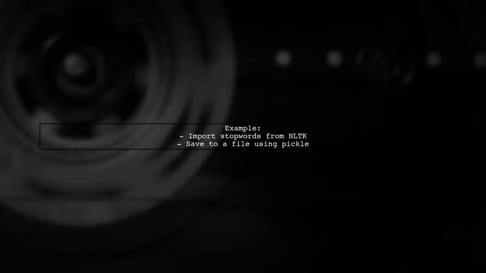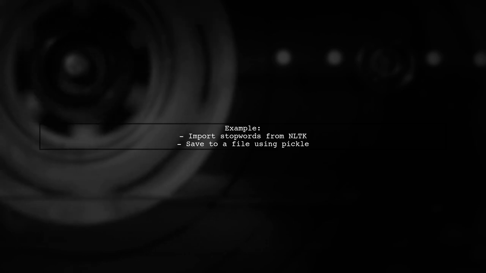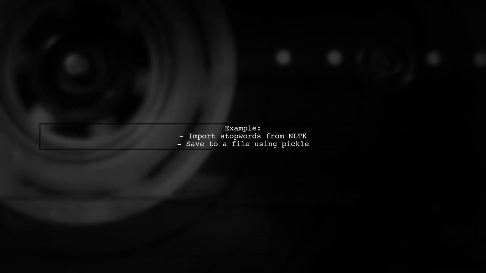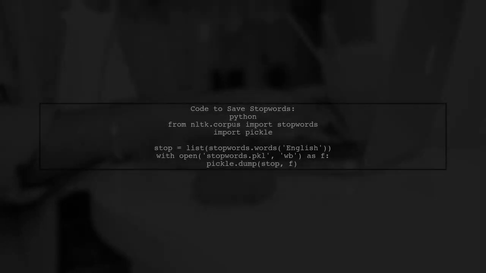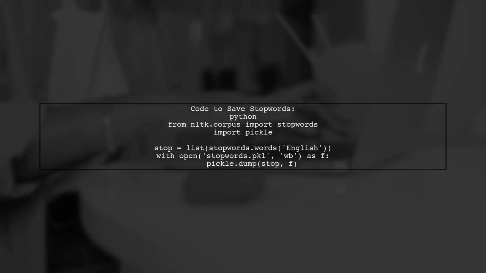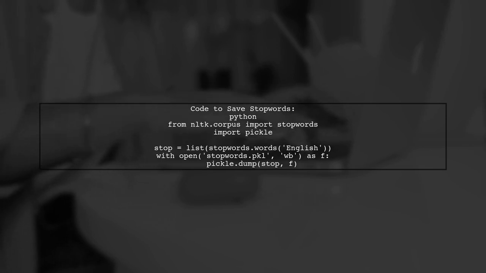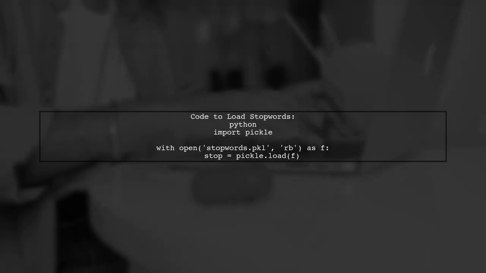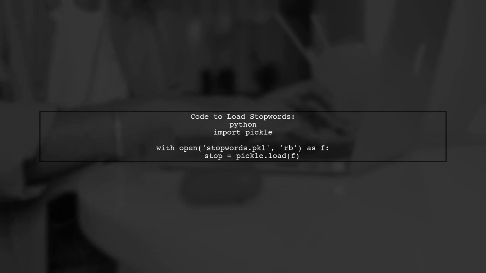For example, when trying to import stop words from NLTK, I encountered an error. So I created a file on my local system to store the stop words. Here's the code to save the stop words locally. After that, I exported the file to my AWS project directory. Finally, I loaded the stop words from the file in my AWS project, and it worked perfectly.